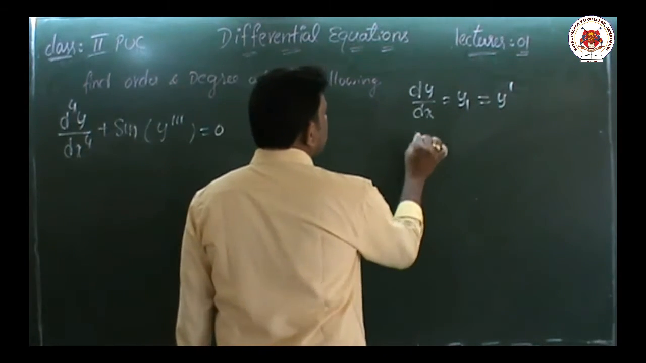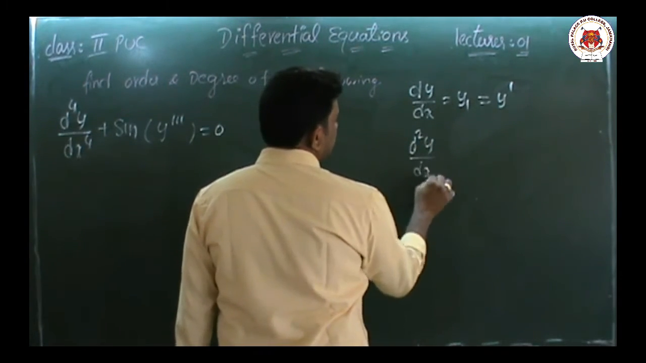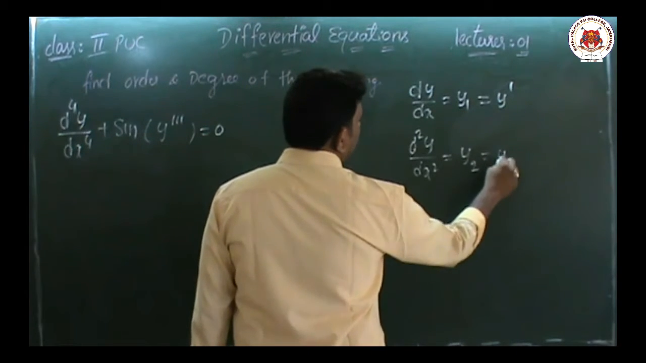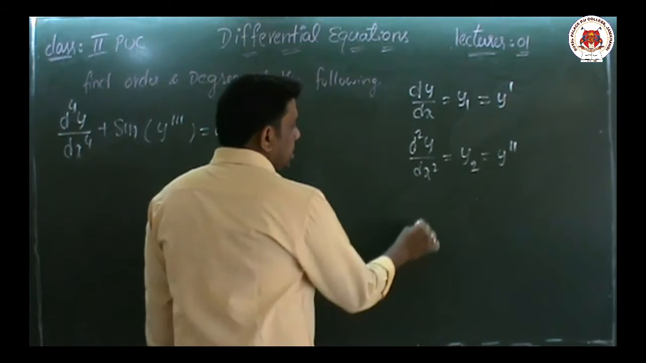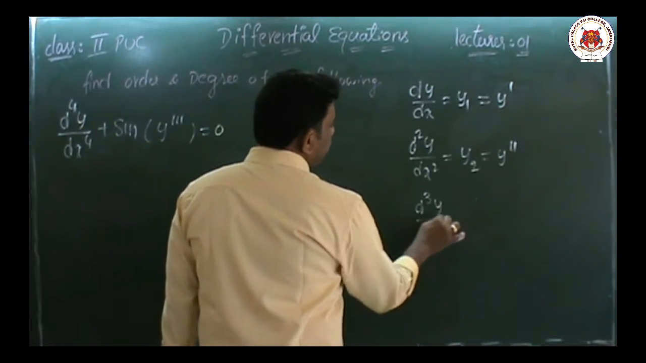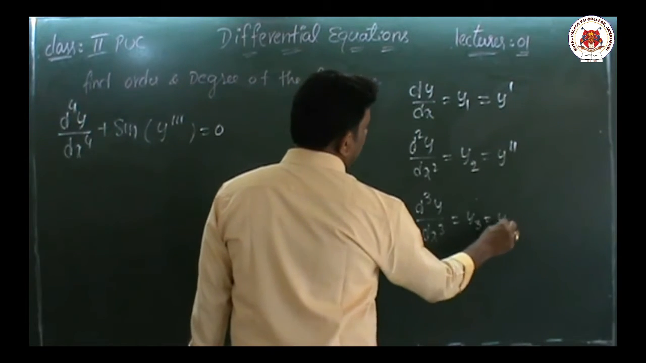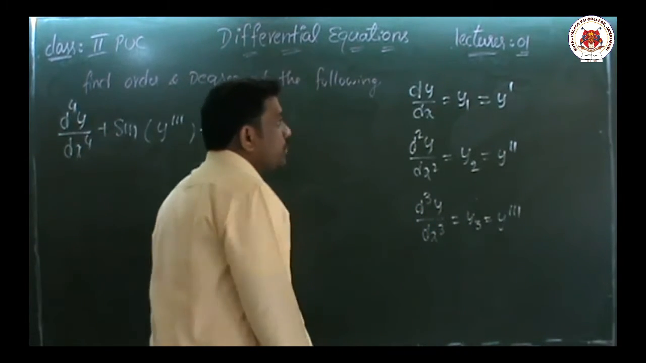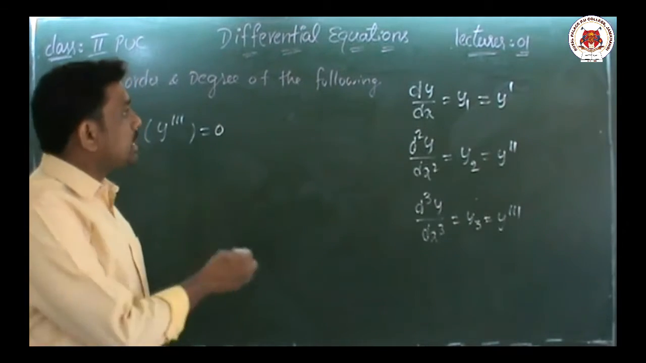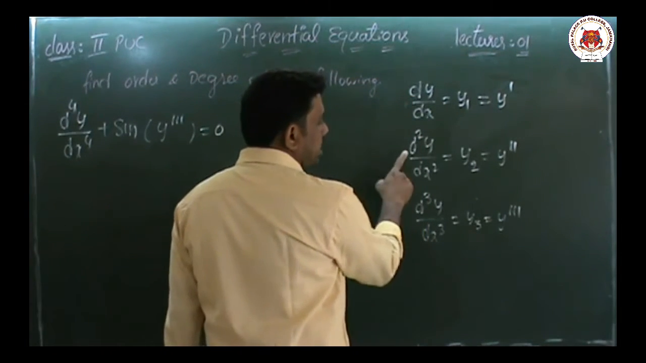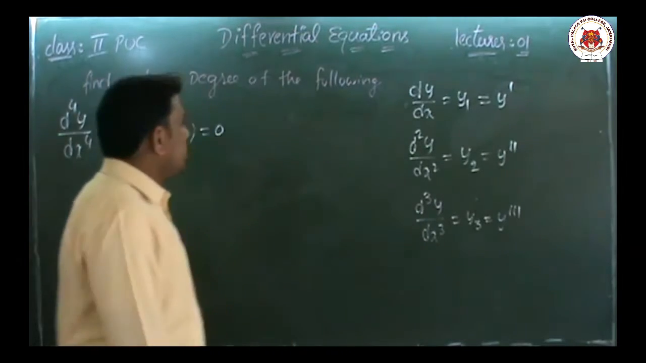Suppose d square y by dx square is there. That means we can write it as y2 or y double dash. Then d cube y by dx cube we can write as y3 or y triple dash. So these are the notations we will use in this problem. This is the first order, this is the second order, this is the third order. Now come to the point.